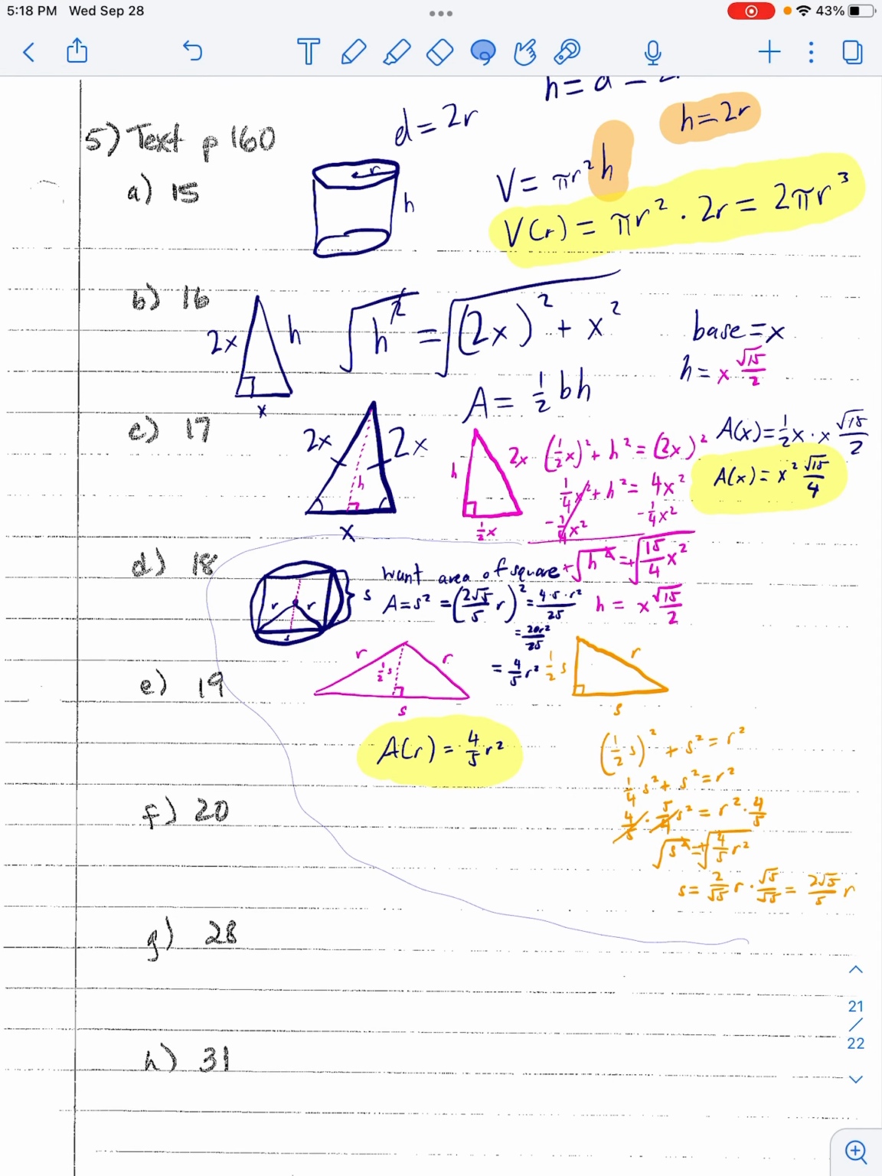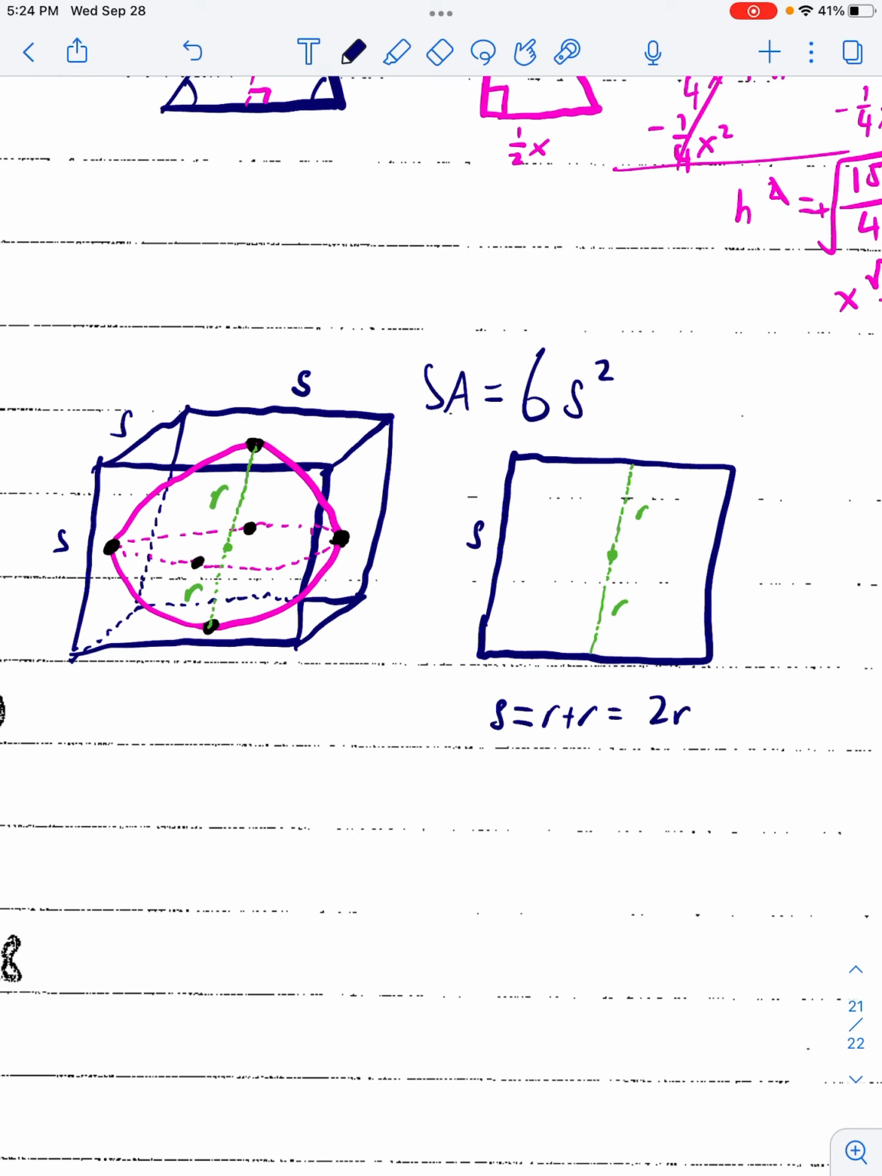So S, I guess another way of looking at this, we look at this more from the front. It's more of a front view, right? So we have an R here and an R here. All right, so we notice that S equals R plus R, which equals 2R, okay? And then all we got to do is take this 2R and plug it in for S up here, okay?